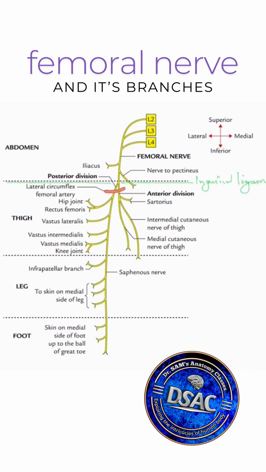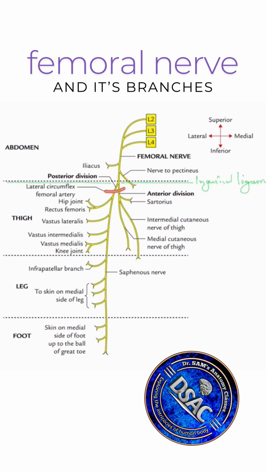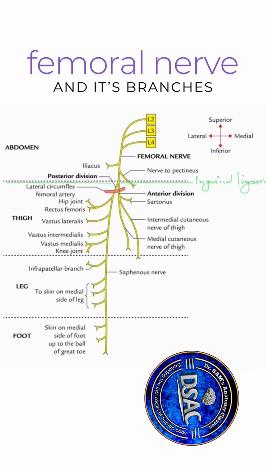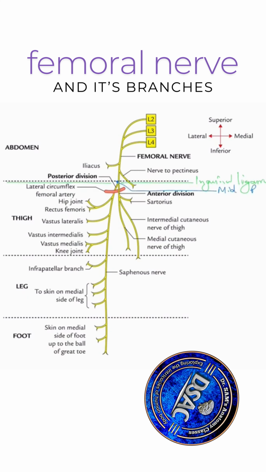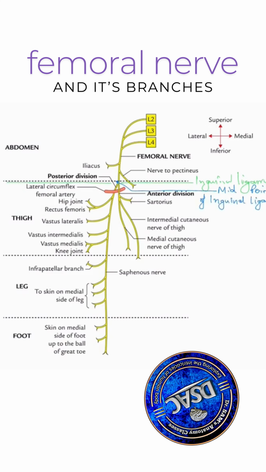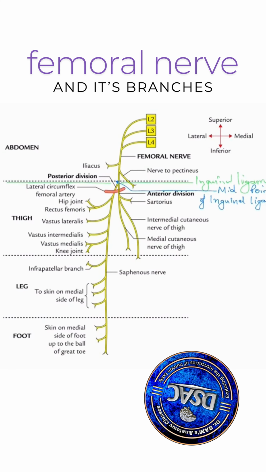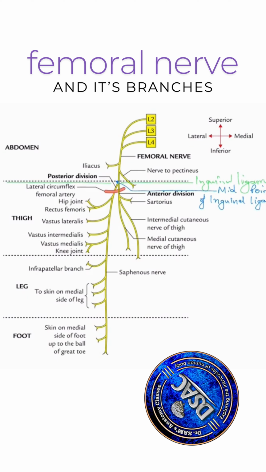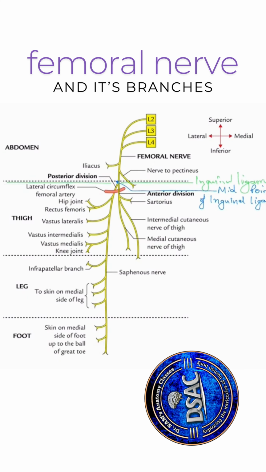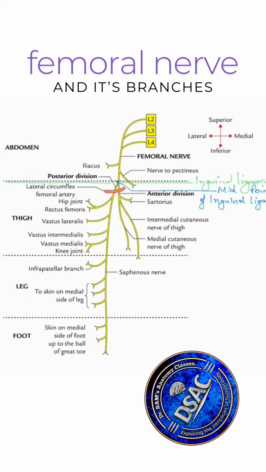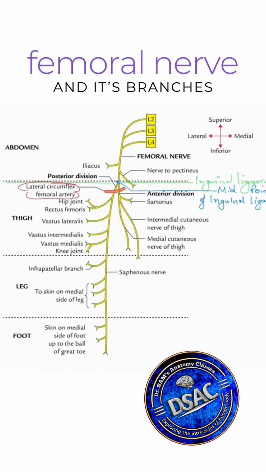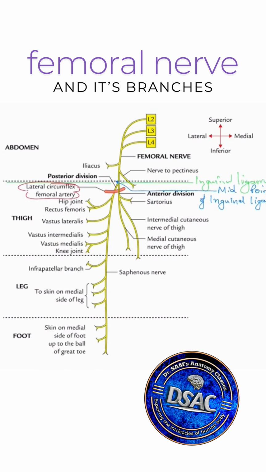Then around 2.5 centimeters below this point from where it enters into the thigh, this point here is called midpoint of inguinal ligament. So 2.5 centimeter below this, femoral nerve divides into its two divisions, anterior and posterior division, as you can see in the image. They are split across this artery, the lateral circumflex femoral artery. Anterior division descends anterior to this artery and posterior division crosses behind this artery.